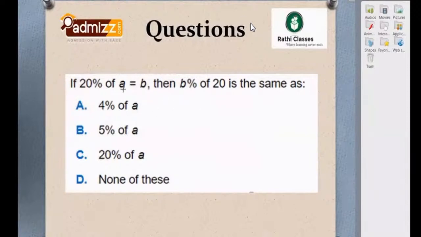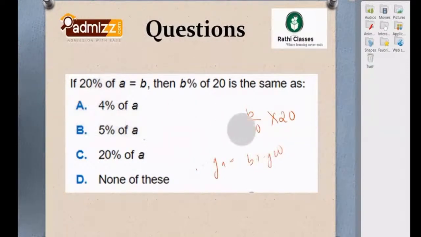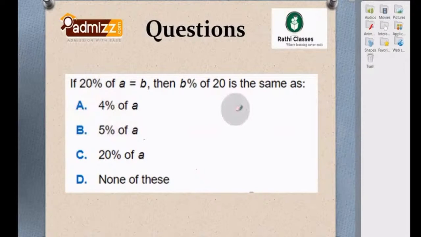Hope this is clear. Or you can even analyze 20% of A equals B. You just need to see what you want. You need B percent of 20. In order to make B percent, I need to make the right hand side B by 100, which will give me B percent of 20. That times 20 is 20% of A. So in order to make it B, I again multiply by 20 by 100. So the answer would be 4%. So 4% of A equals B percent of 20. So the option is A. These are the very easy problems that you can get in an aptitude examination. Moving on to the next.